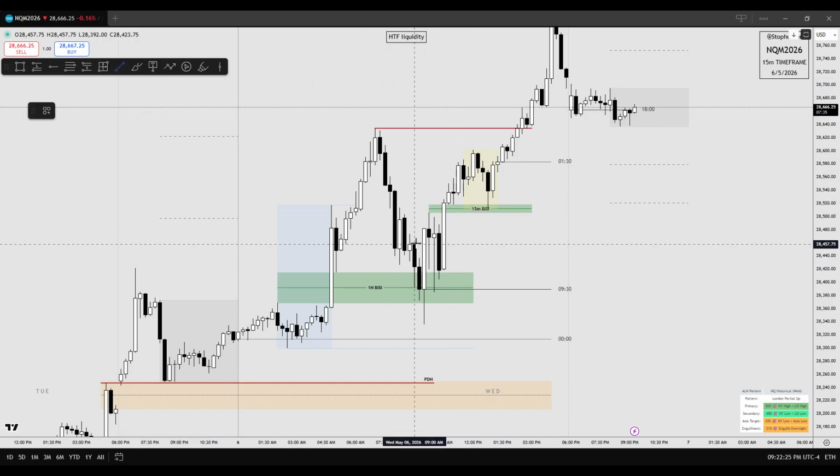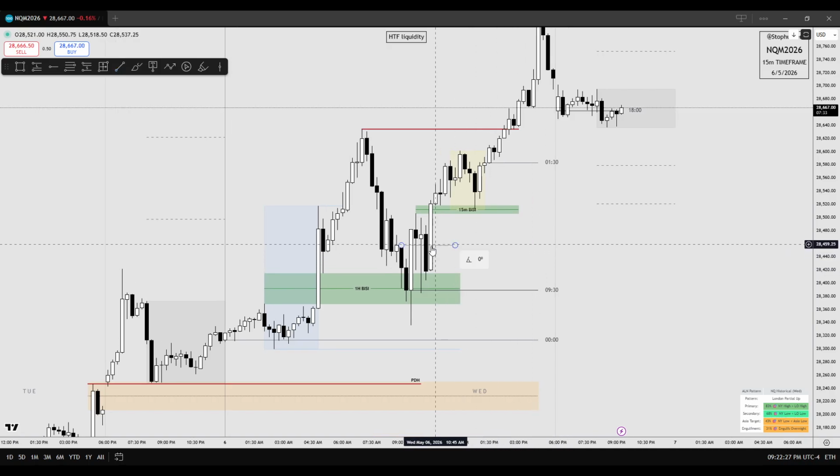This right here is a perfect example of an order block. This is the 15-minute order block high. We have the swing low, price action breaks that, and then a very rapid, strong close higher during the 9:30. That's exactly what you want to see.